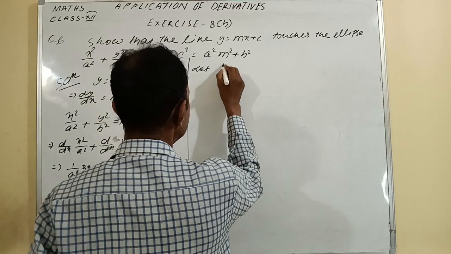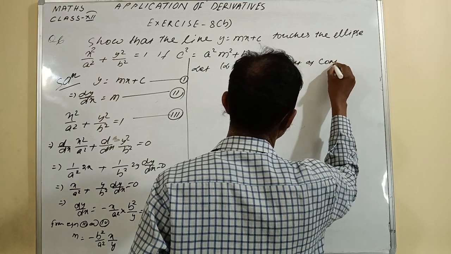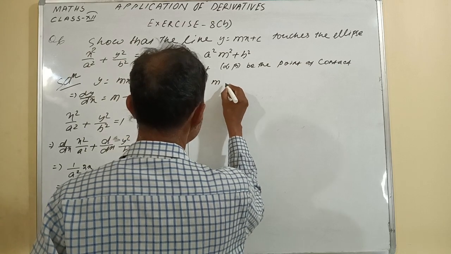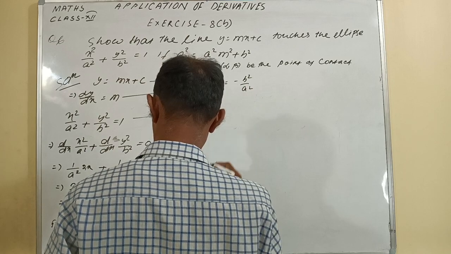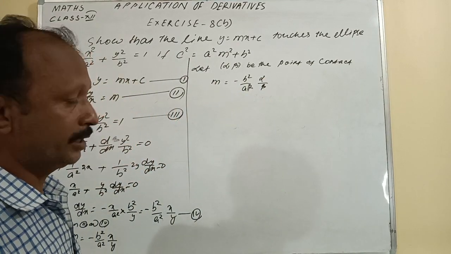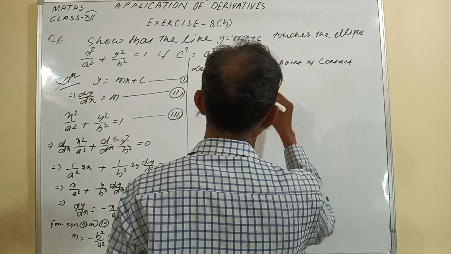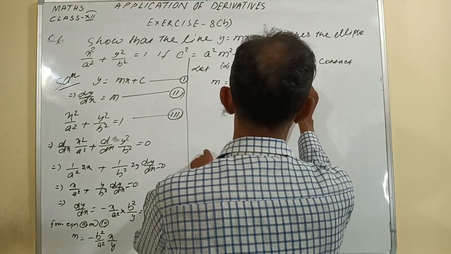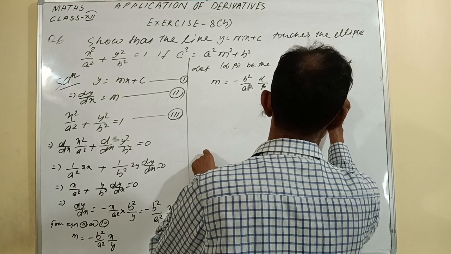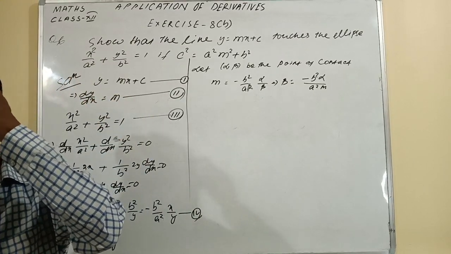Let alpha beta be the point of contact. That means I can write m is equal to minus b²/a² x/y. In place of x/y, I am writing alpha/beta. In place of x I am taking alpha, in place of y I am taking beta. Then I can write that this implies beta is equal to minus b² alpha divided by a² m. We got beta is equal to minus b² alpha divided by a² m.